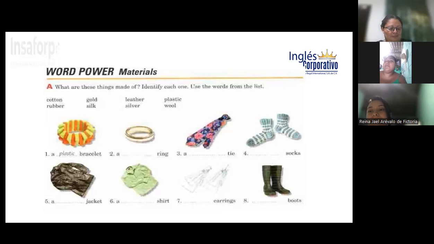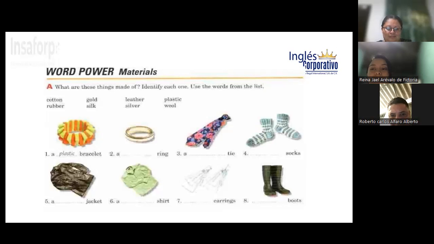Number three. A silk tie. Yes. Do you wear ties? No? Sometimes, no, I don't. You don't wear a tie. Okay, so a tie, yes, that's right.